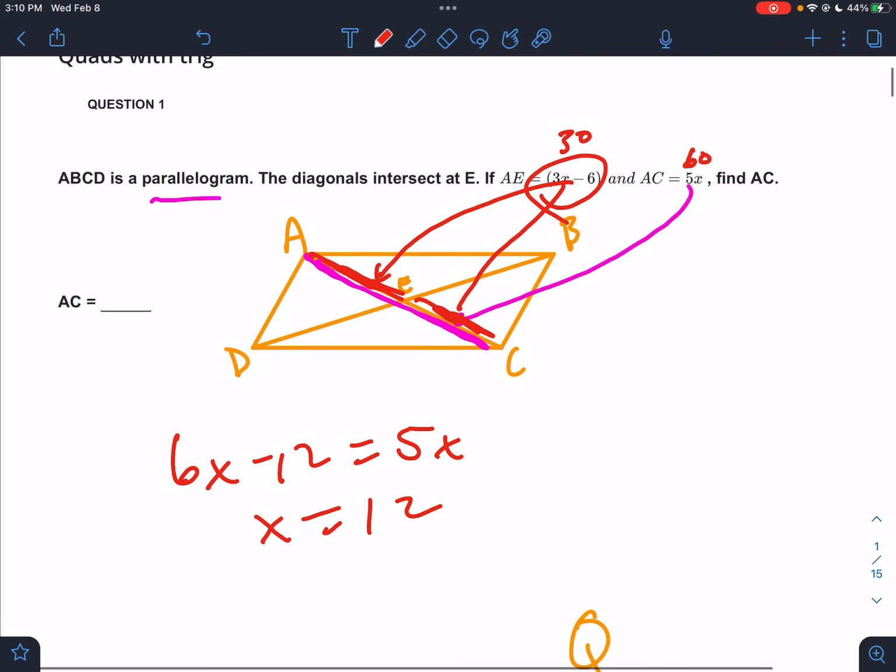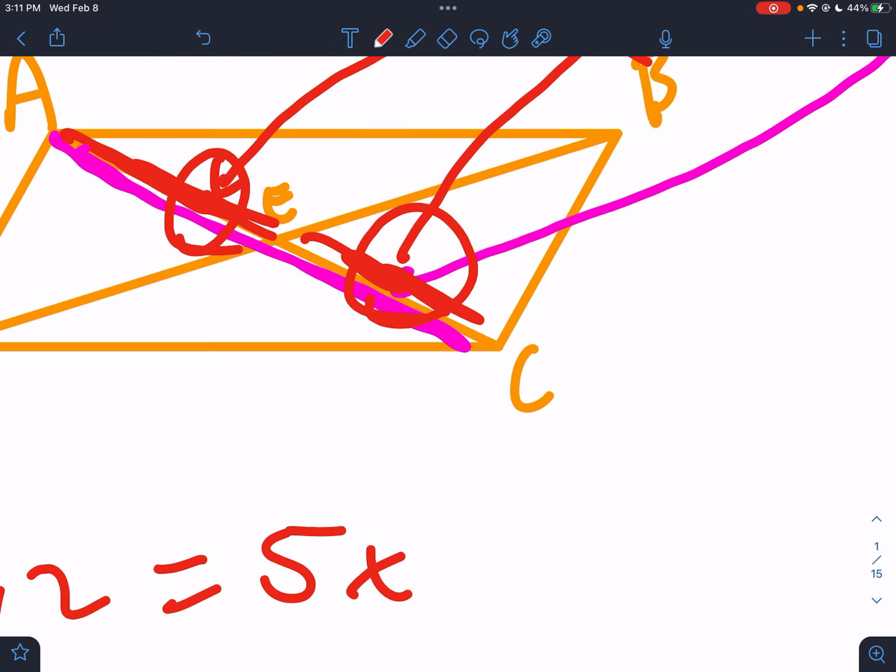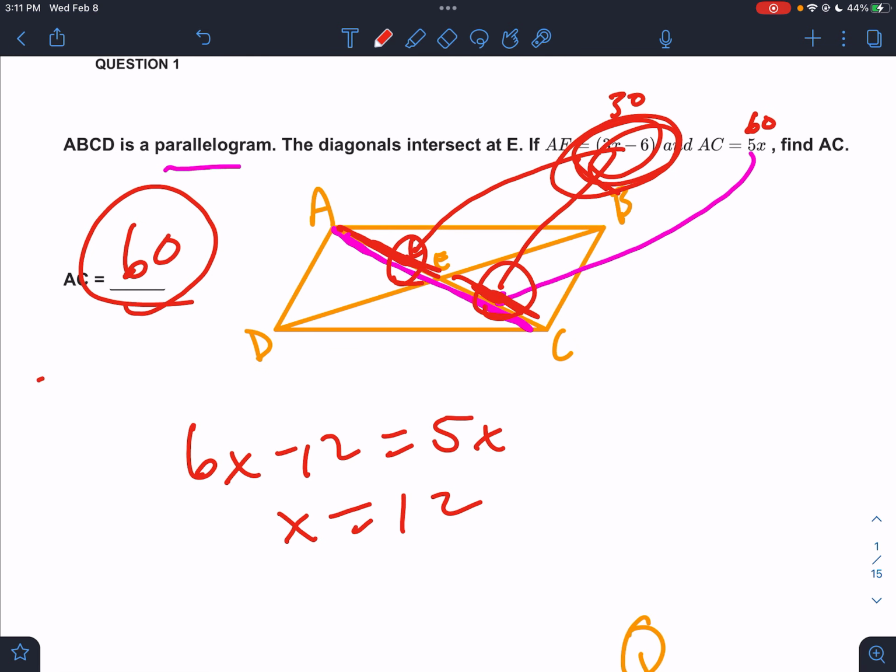So how long is AC? AC has to be 60. So diagonals bisect each other. We know that these have to be equal. So two of those, right? 2 times 3x minus 6 has to equal the whole thing, 5x.